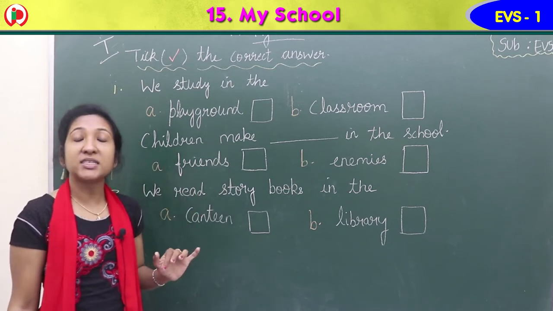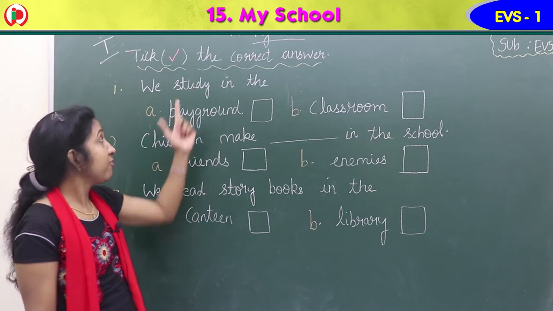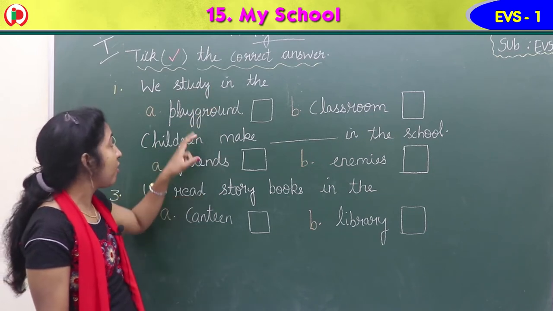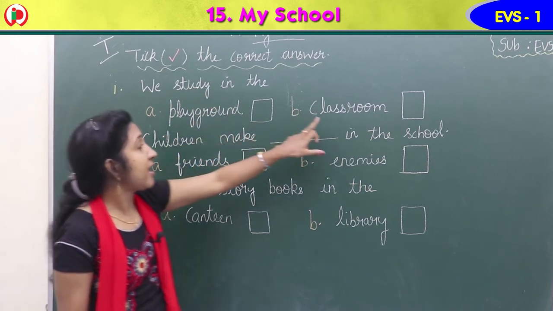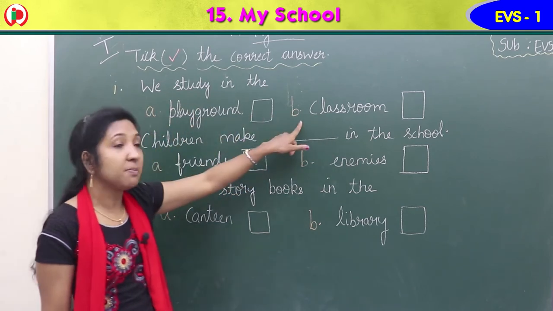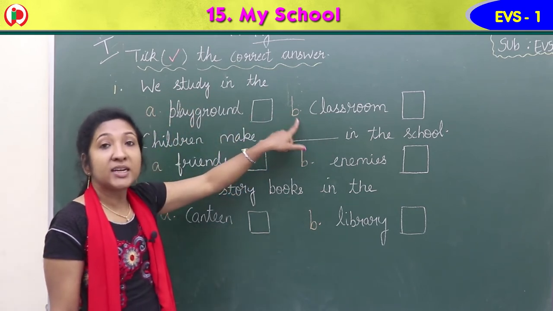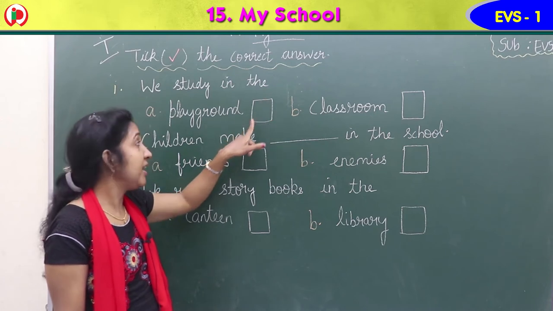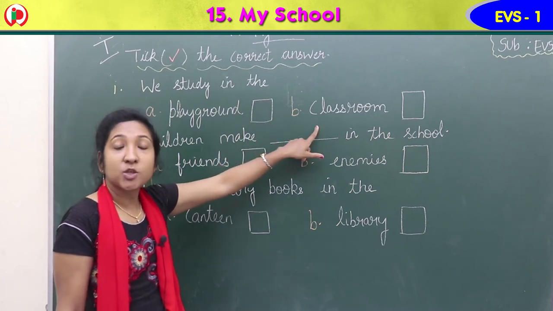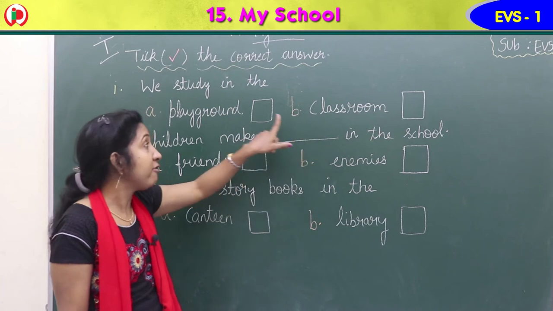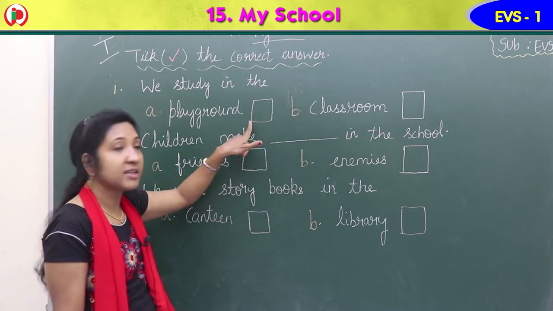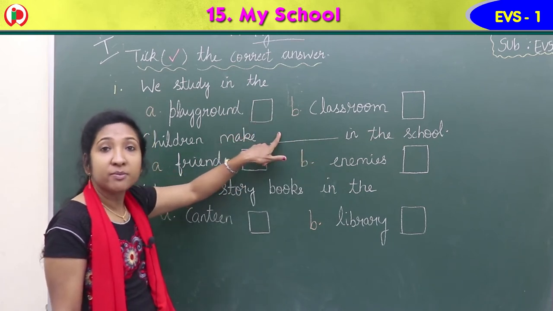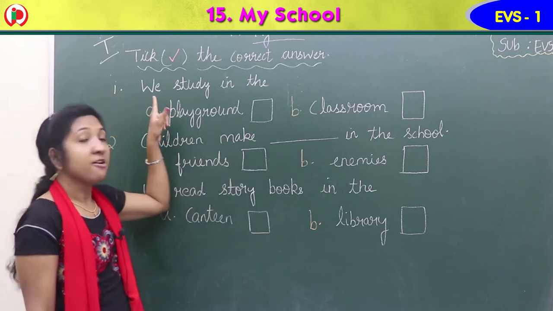Children, 3 questions are there, and for each question you can see 2 options are given. Option A, option B. So read the question, read the options. Which one is the correct answer? You have to tick in the square box given. Okay, children? Yes. So first question.